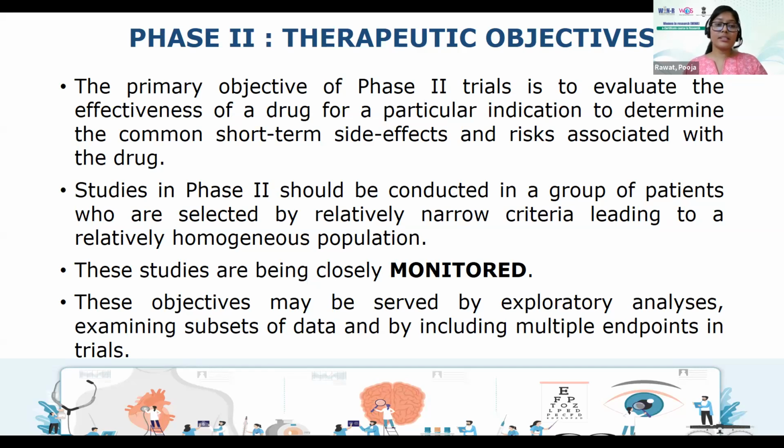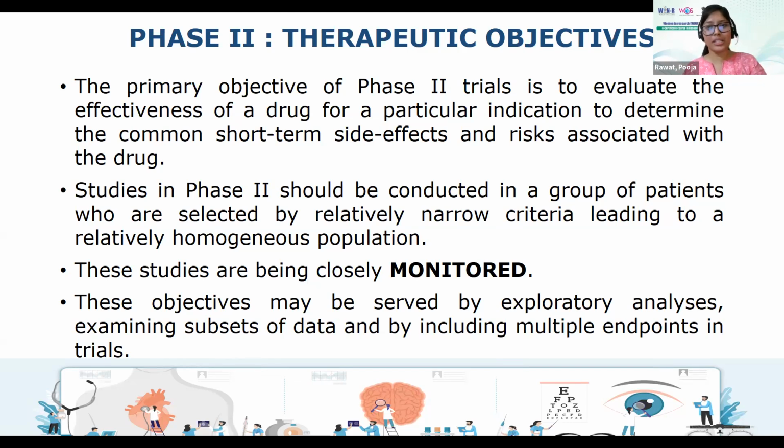Apart from this, an important goal for this phase is to determine the dose regimen for phase 3, because after the successful completion of this trial, it may lead to the further phase 3 trial. So we also have to set a dose regimen.